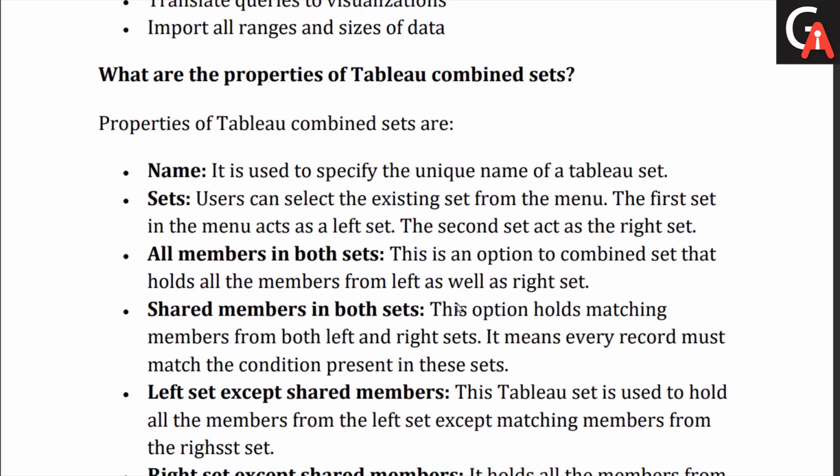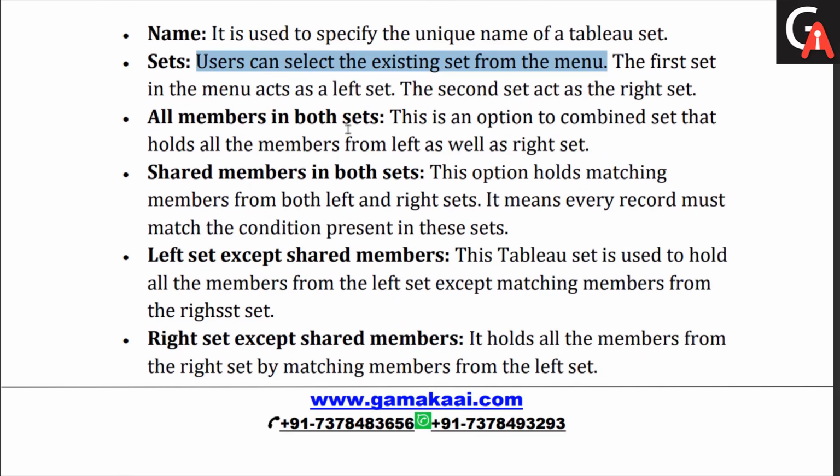Next question: what are the properties of Tableau combined sets? Okay, the properties of Tableau combined sets are the following, such as name. It is used to specify the unique name of the Tableau set. Then sets: users can select an existing set from the menu. The first set in the menu acts as the left set. The second set acts as the right set. Then there is the option of all members in both sets.